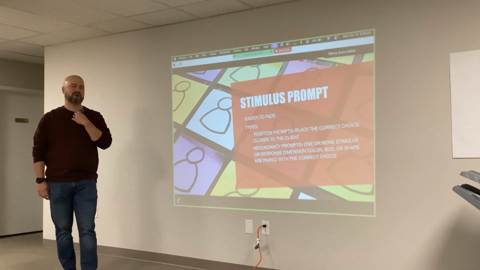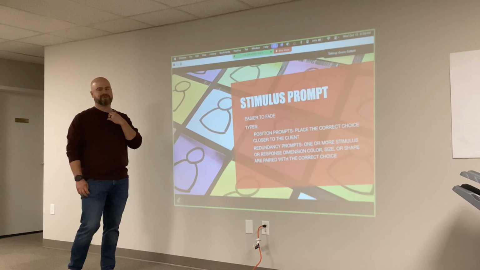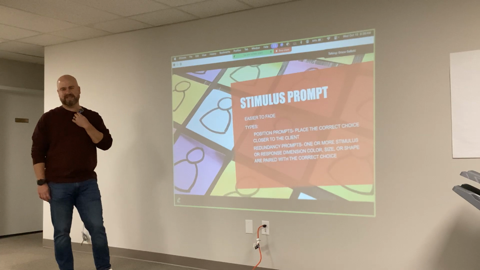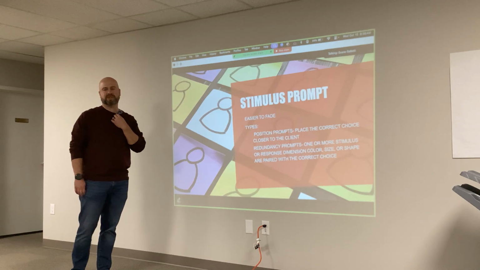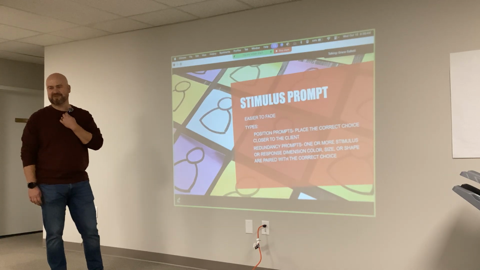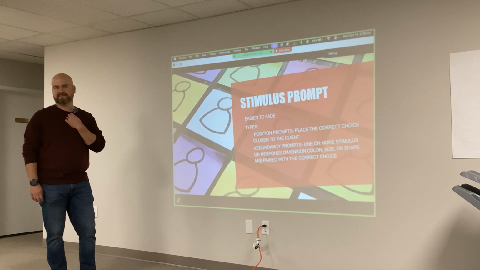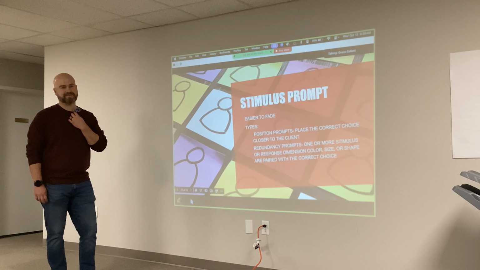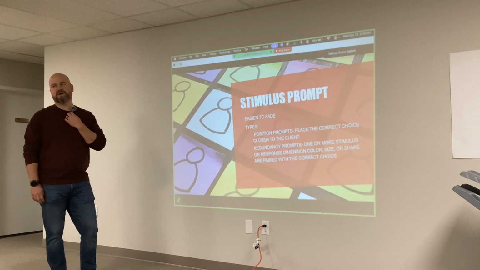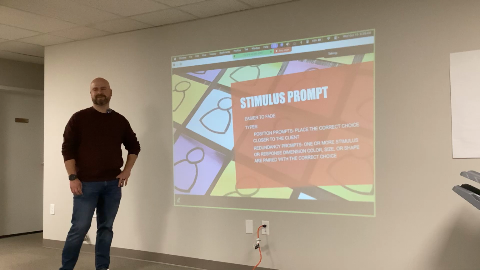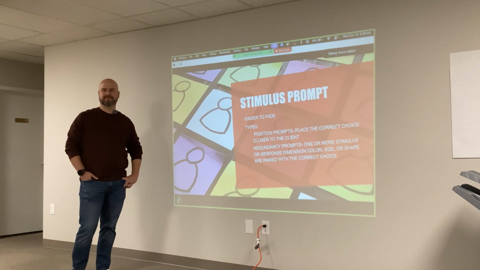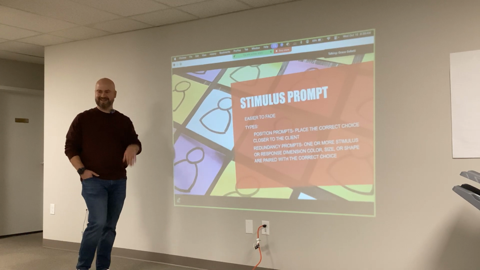Positional prompts. What I could do here is place the correct choice closer to the VIP or client. If I'm teaching them a card game or to select something, I could put the item that's the correct response closer to them. If I do, they might be more likely to grab, touch, or use the one that is closer to them. And to fade that, what might I do over time? Yeah, move it back into the array.